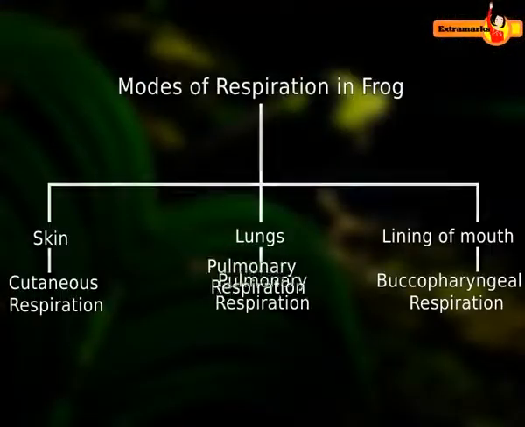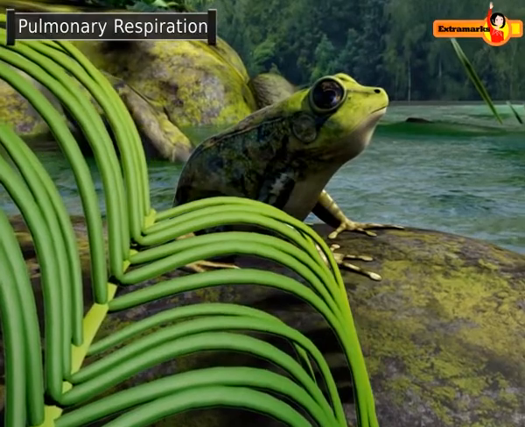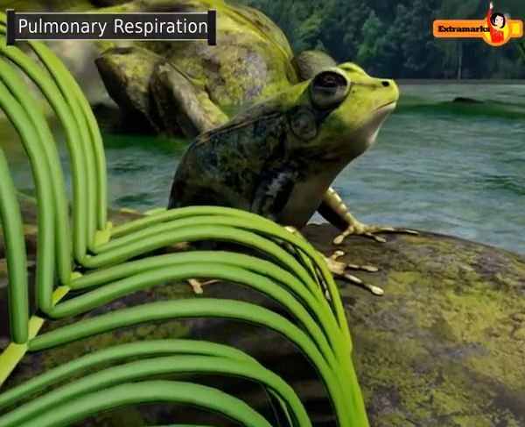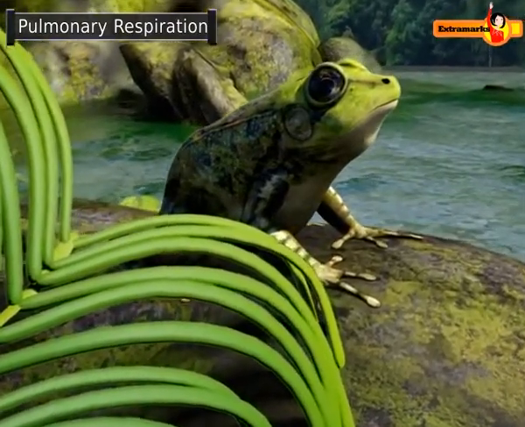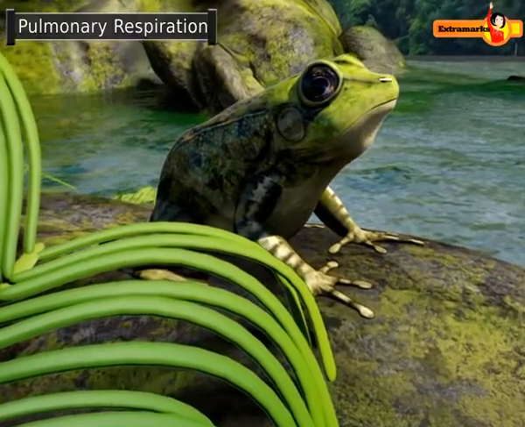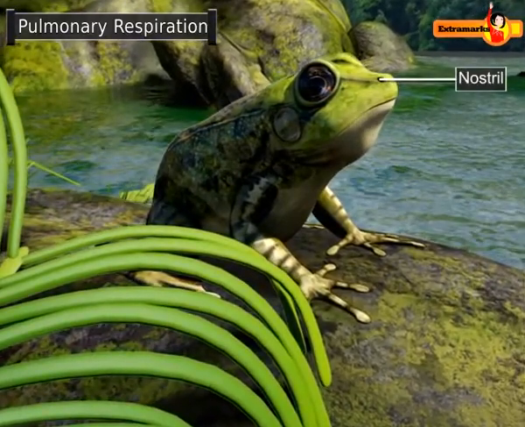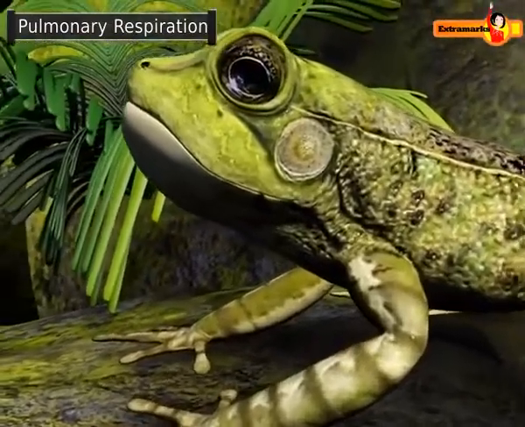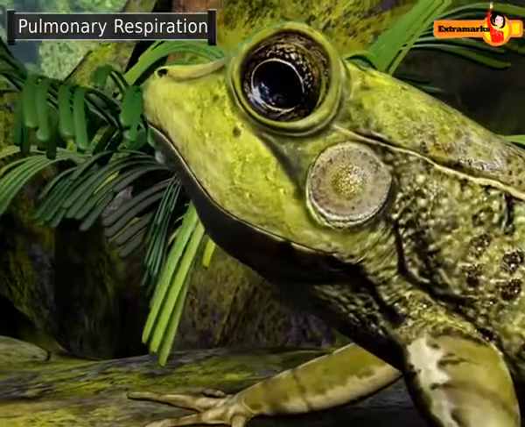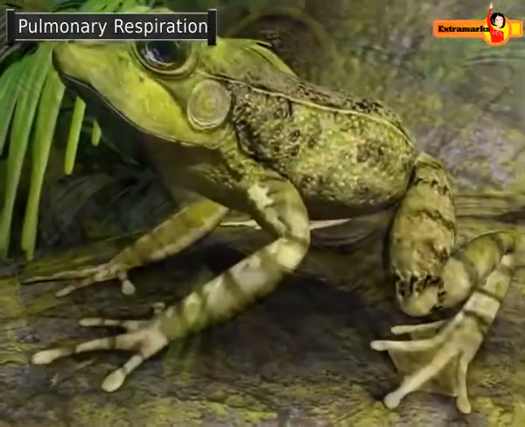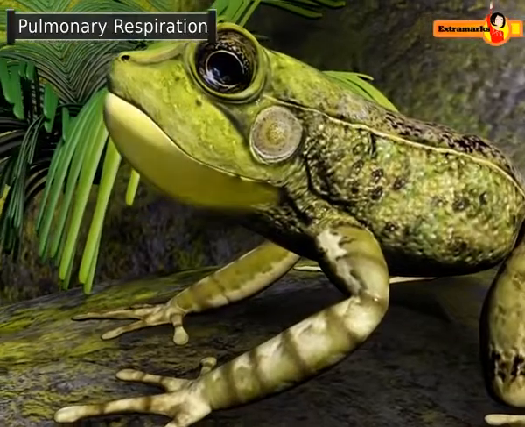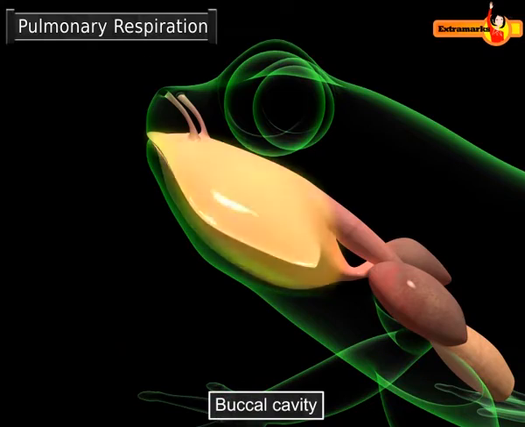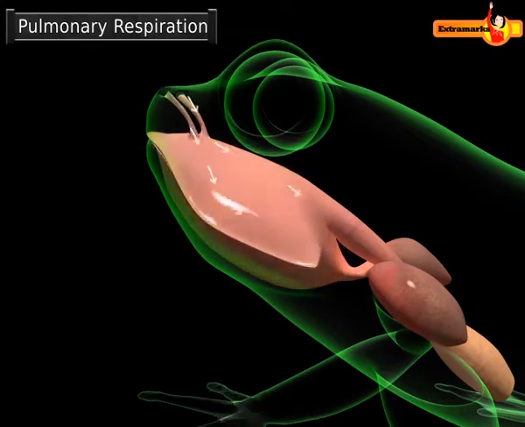Another mode of respiration in frog is pulmonary respiration. Frogs use their lungs when they are active and cannot get enough oxygen from cutaneous respiration. Like humans, a frog takes in air through its nostrils. The mechanism of taking air into the lungs is, however, different from humans, as frogs do not have ribs or diaphragm. During breathing in, the floor of the mouth of a frog is lowered, causing air to be drawn into the mouth or buccal cavity through the nostrils.